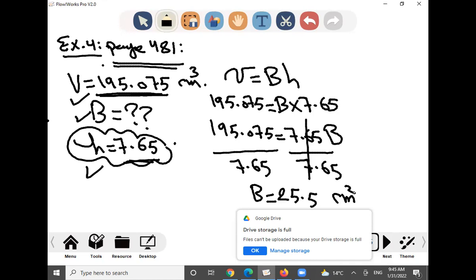So we have the formulas. See what's given, what's wanted, and apply. But don't mix up the formulas. That's all. Okay?